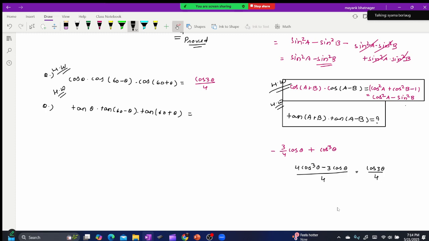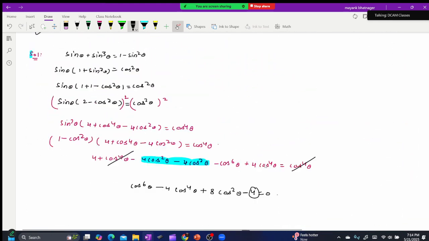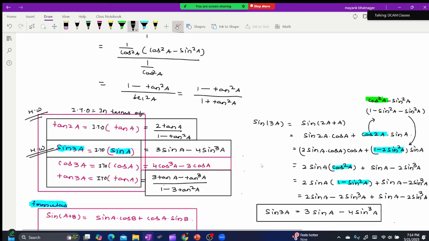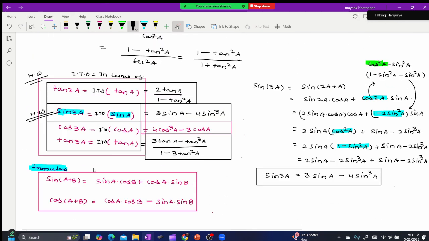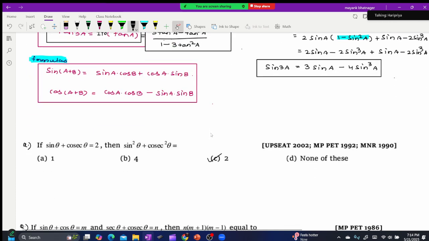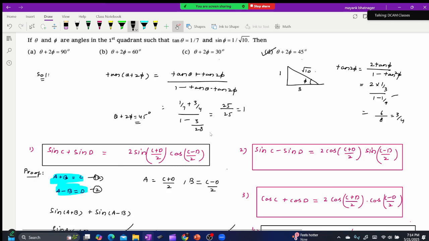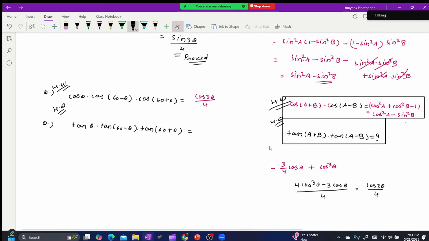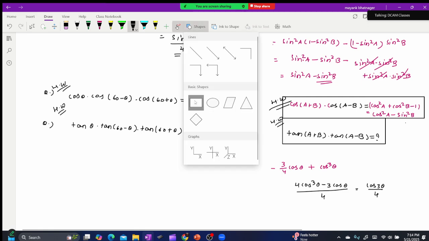Okay, sir. How? We have derived it before, Haripriya. I think he was there in the class or not. Cos 3a is equal to 4 cos cube a minus 3 cos a. I have told. Yes. Don't worry, just try to remember these. Then you'll be getting it. You are getting it now.